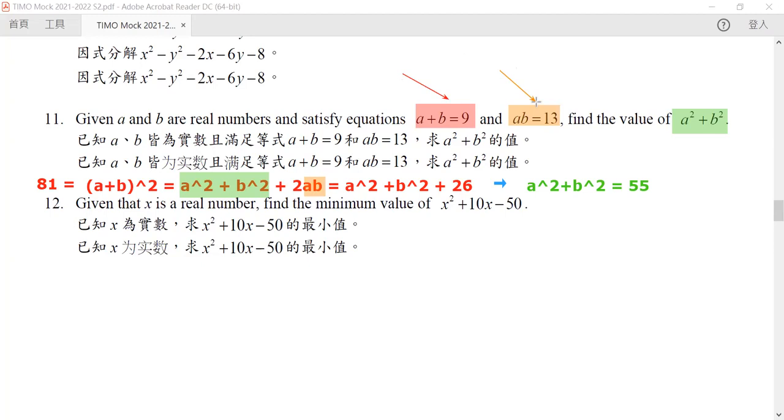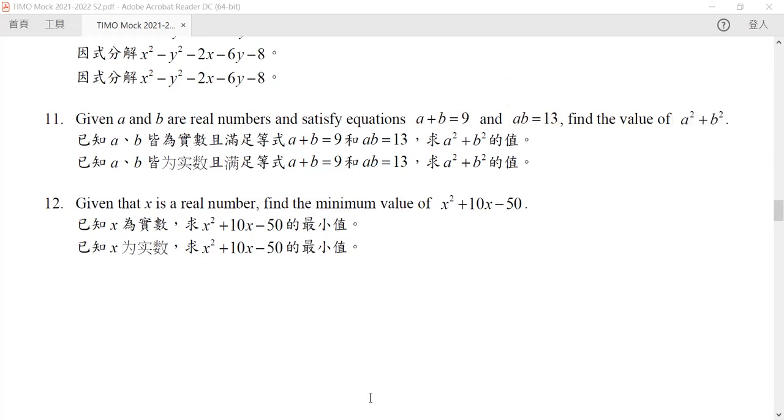Okay, so now let's go to question 12. Given that x is a real number, find the minimum value of this. Now again, whenever we find a minimum value, what we need to do is to try to complete the square. It's almost always the case. Now, what do you mean by completing the square? Completing the square is to rewrite a quadratic equation such that it consists of a square and some constant.